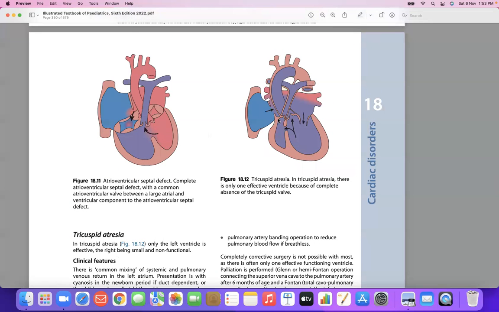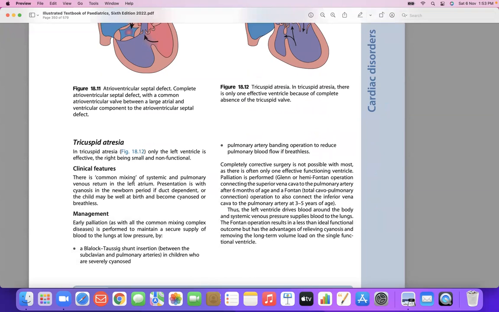So again, what happens here is that the right ventricle is very small. So sufficient blood will not be going to the lungs. So the patency of the ductus arteriosus is very important. A BT shunt insertion between the subclavian and pulmonary arteries in children who are severely cyanosed. This is the palliative procedure. Other thing is the pulmonary banding operation to reduce pulmonary blood flow if breathless.